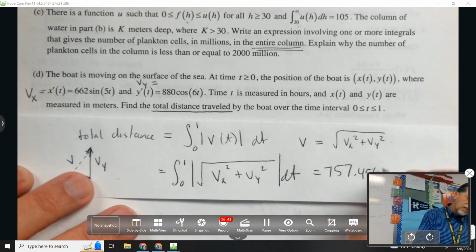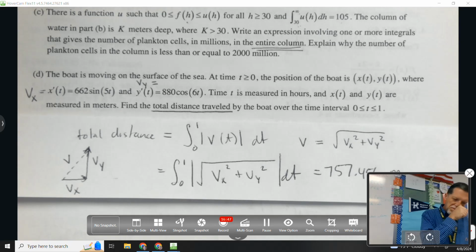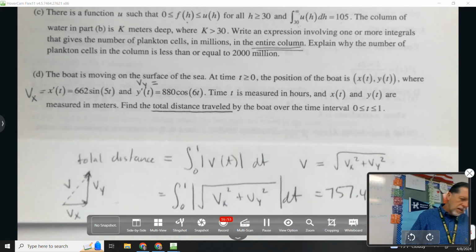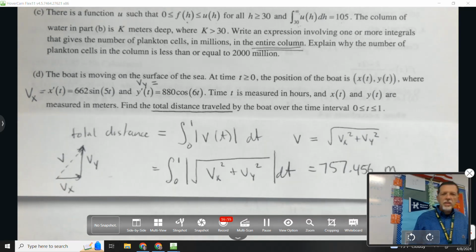757.456 meters. I'm just trying to see if that makes sense. It seems like a big number. But meters traveled in 1 hour. Oh, that's not too big of a number. 700 meters is what, 7 football fields. But over the course of an hour, yeah, a boat could certainly cover that amount.